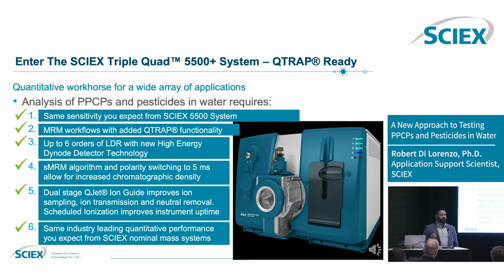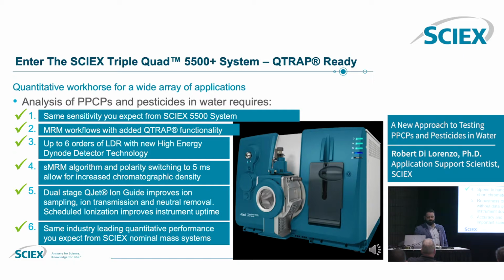The confidence we have in MRMs, regulatory bodies know that MRMs are highly selective, but we also have added QTrap functionality to push that even further. Do things like product ion scanning or MRM cubed to get further confidence. Linear dynamic range, we've increased that by an order of magnitude with the new detector technology that we pulled from the 6500 plus.